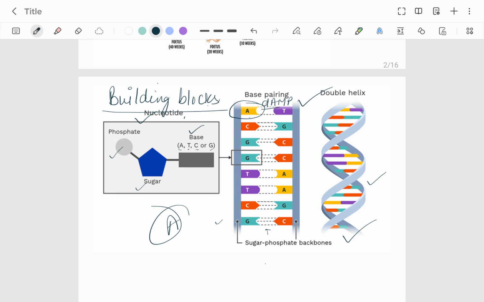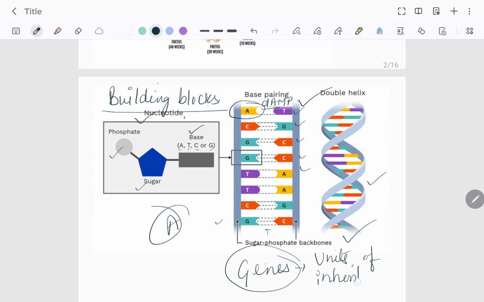Okay. Now the nucleotides are arranged in a particular sequence, and that particular sequence is responsible for different genes, which are the units of inheritance. So a gene that codes for a particular enzyme will not code for an antibody, right? So how are the genes different? Simply because of the sequence in which the nucleotides are arranged.